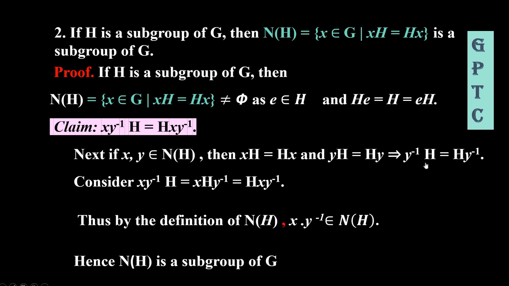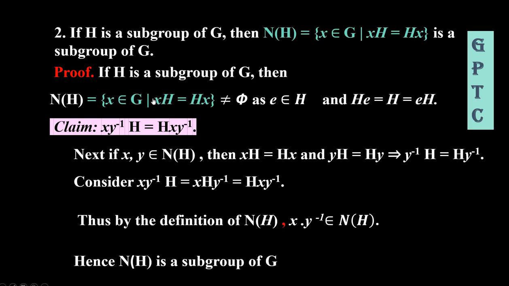And in this, we consider y inverse H. If we consider y inverse H, then we have that to be H y inverse. So when we consider xy inverse H, we make use of this to get xy inverse H to be H xy inverse. So by the definition of N of H, we have xy inverse belonging to N of H. And therefore, N of H is a subgroup of G.